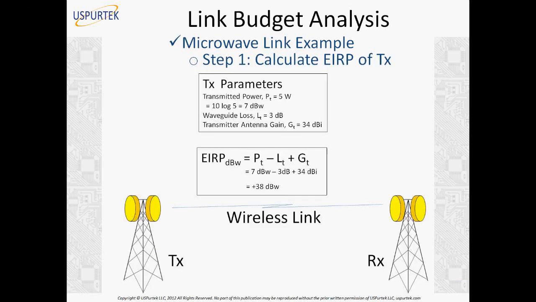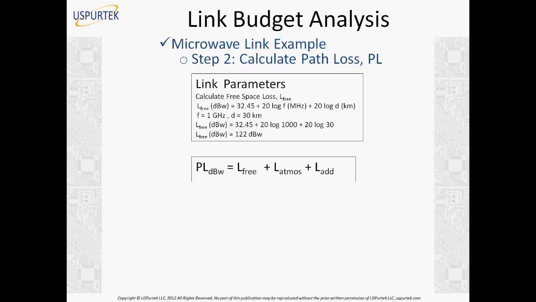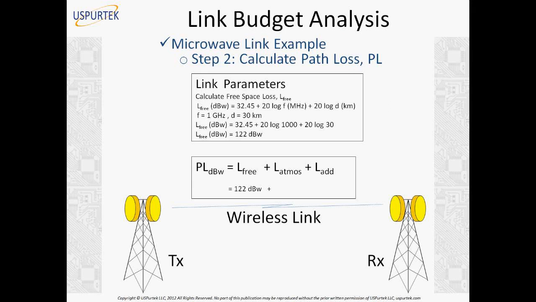Here we assume a microwave link where the transmitter power is 5 watts, waveguide loss is 3 dB, and transmitter gain is 34 dBi. We arrive at an EIRP of 38 dBW. Next, we calculate the path loss. First we calculate the free space loss. We input to the same equation we had before. We arrive at 122 dB here.